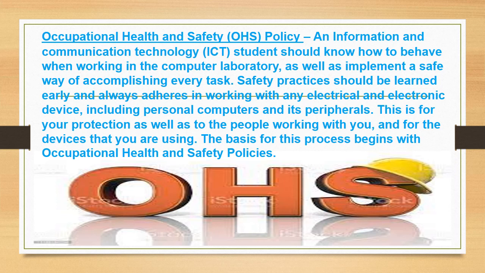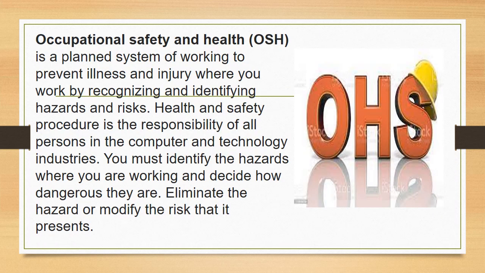The basis for this process begins with occupational health and safety policies. Occupational safety and health, or OSH, is a planned system of working to prevent illness and injury where you work by recognizing and identifying hazards and risks. Health and safety procedure is the responsibility of all persons in the computer and technology industries. You must identify the hazards where you are working and decide how dangerous they are, so as to eliminate the hazard or modify the risk that it presents. That is all about the OHS or OSH.